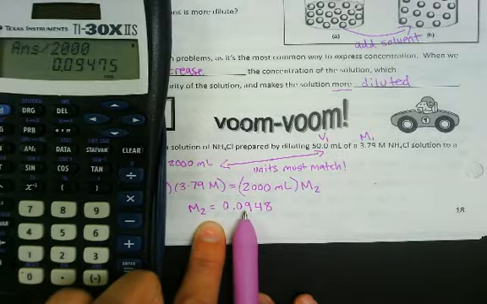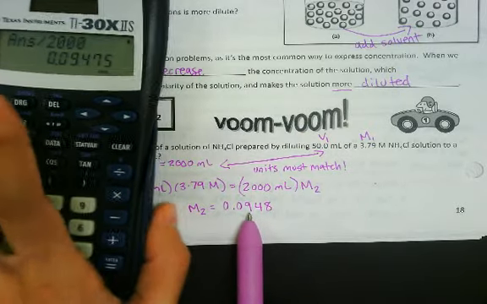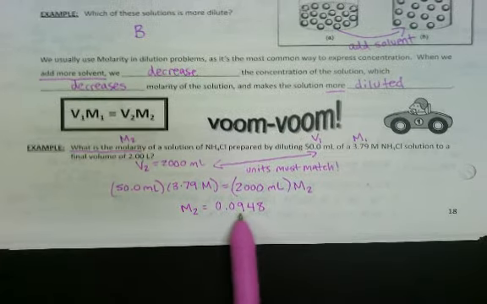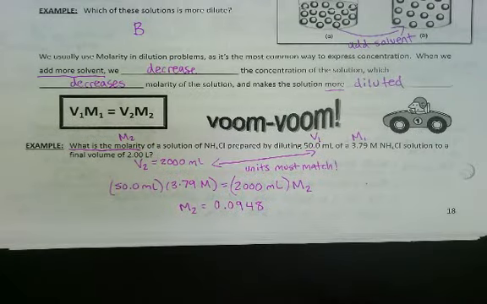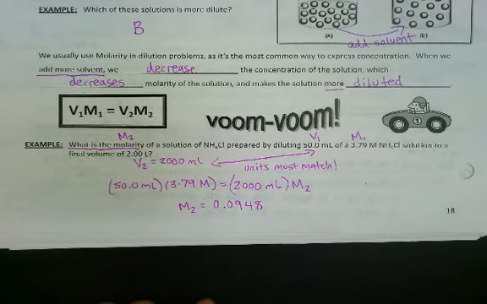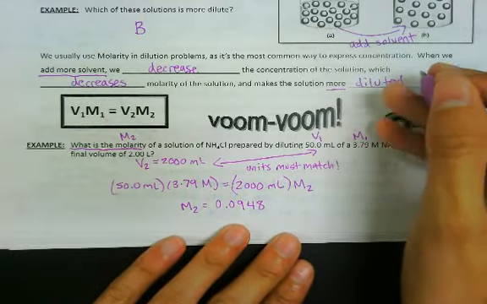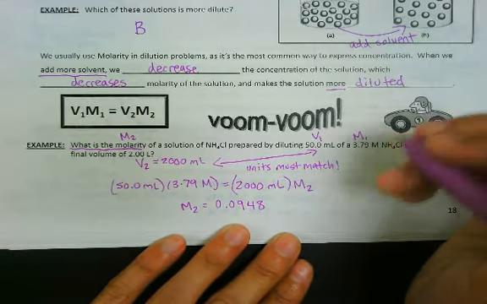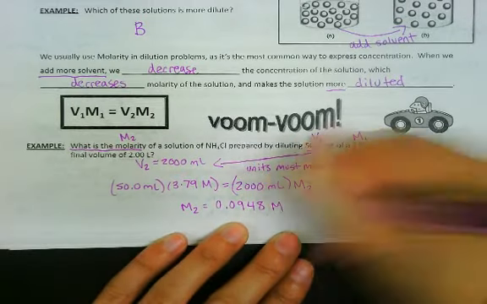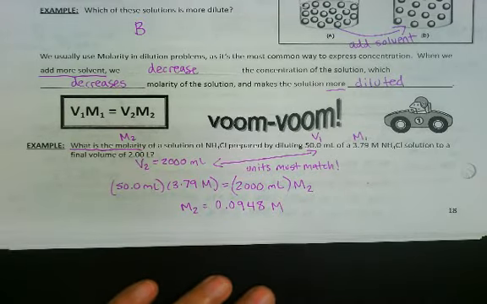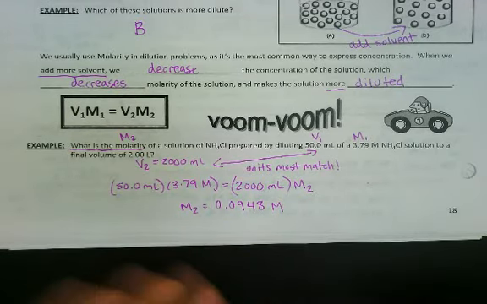So yes, this 0 does not count as a sig fig. We only start counting at the 9, so 1, 2, 3. And what is our unit for this, y'all? You can just put capital M. You could also put moles per liter. Either one is acceptable.